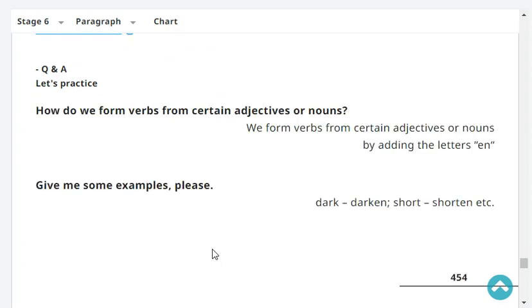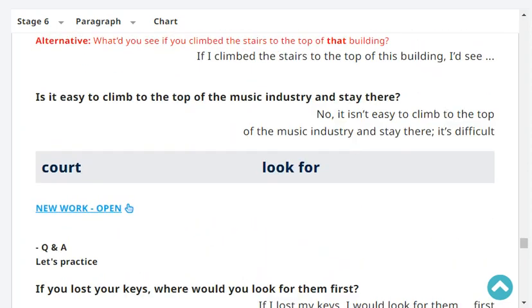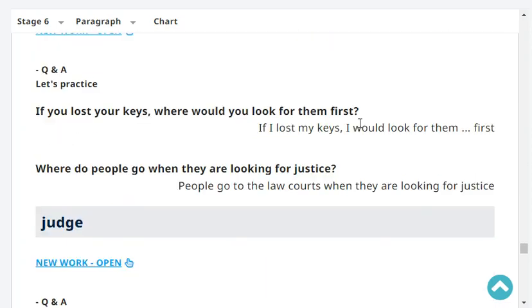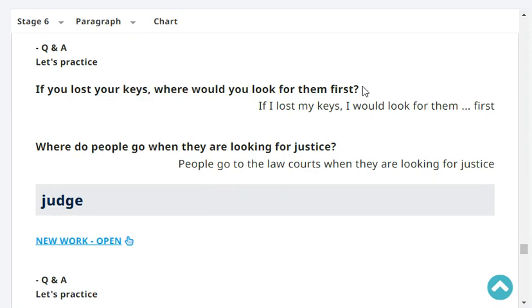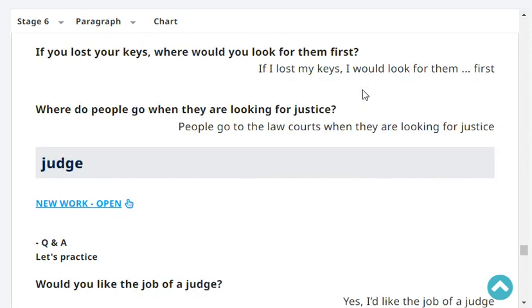But if you lost your keys, where would you look for them first? If I lost my keys, I'd look for them in my purse first. Very good.